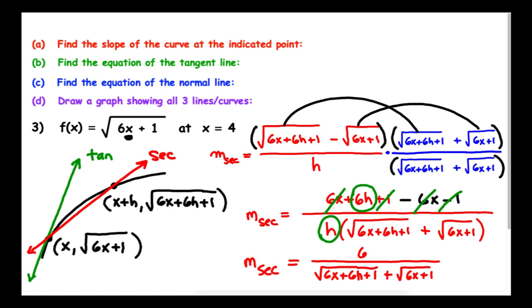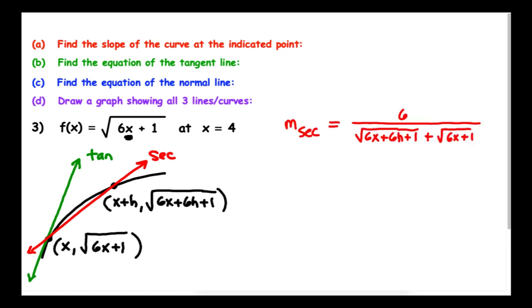All right, as you can see, I'm running out of room a little bit, so I'm going to try to clear up some space. Of course, we don't want the slope of the secant line. We want the slope of the tan line, the tangent line. And as we've seen, the slope of the tangent line is the limit as h approaches 0 of the slope of the secant line.